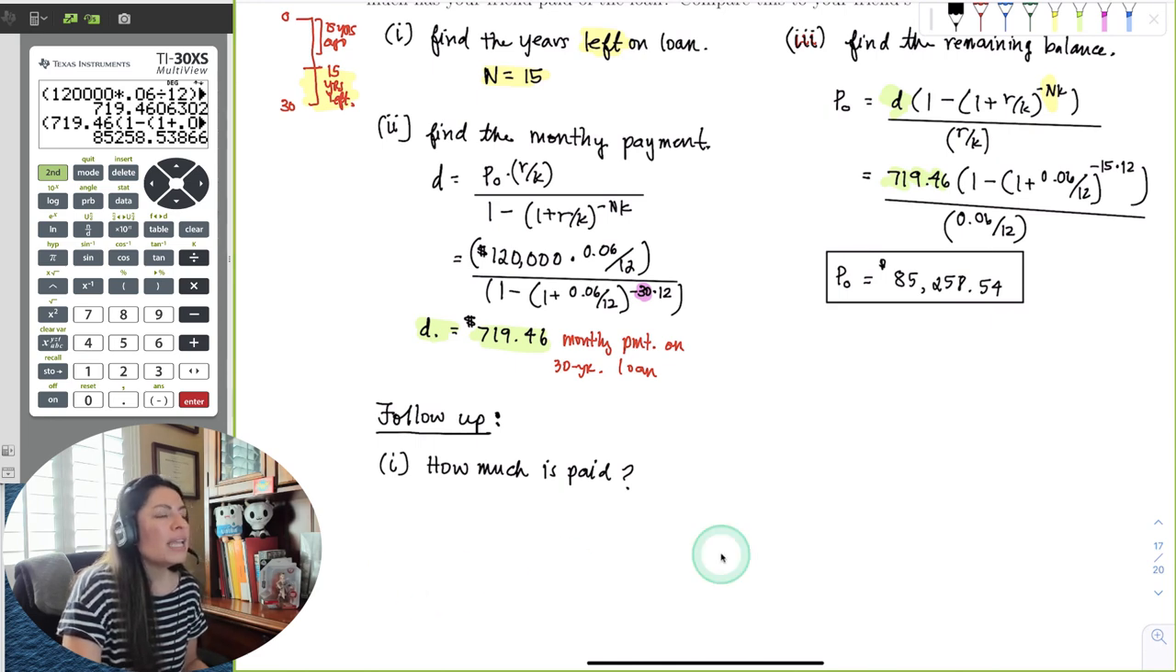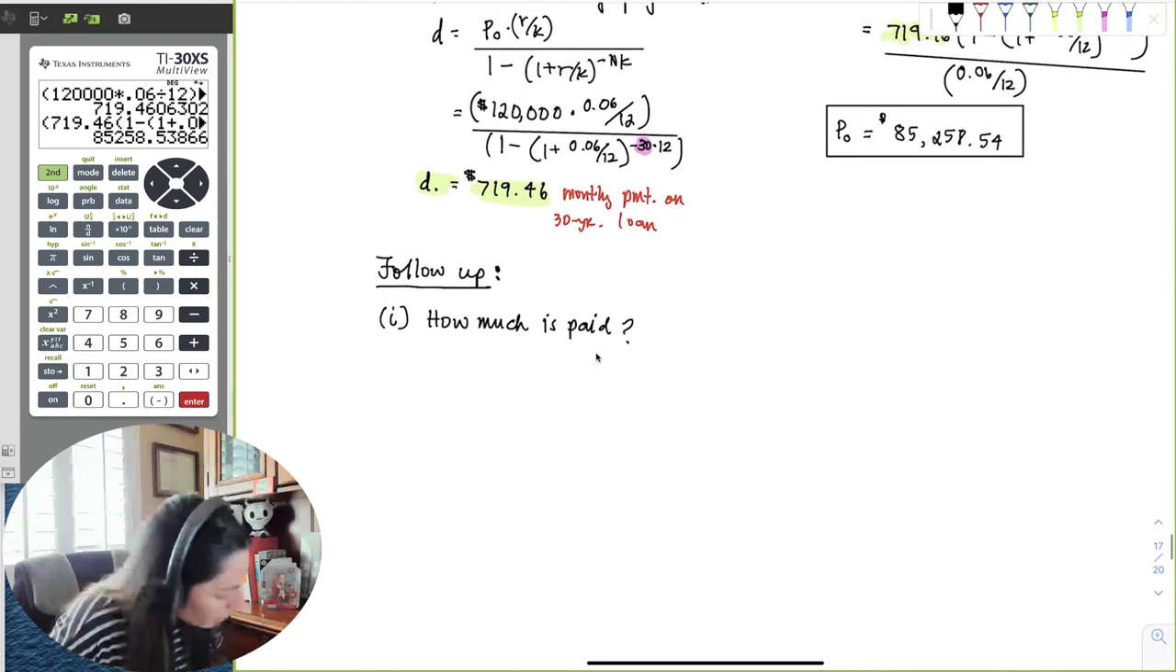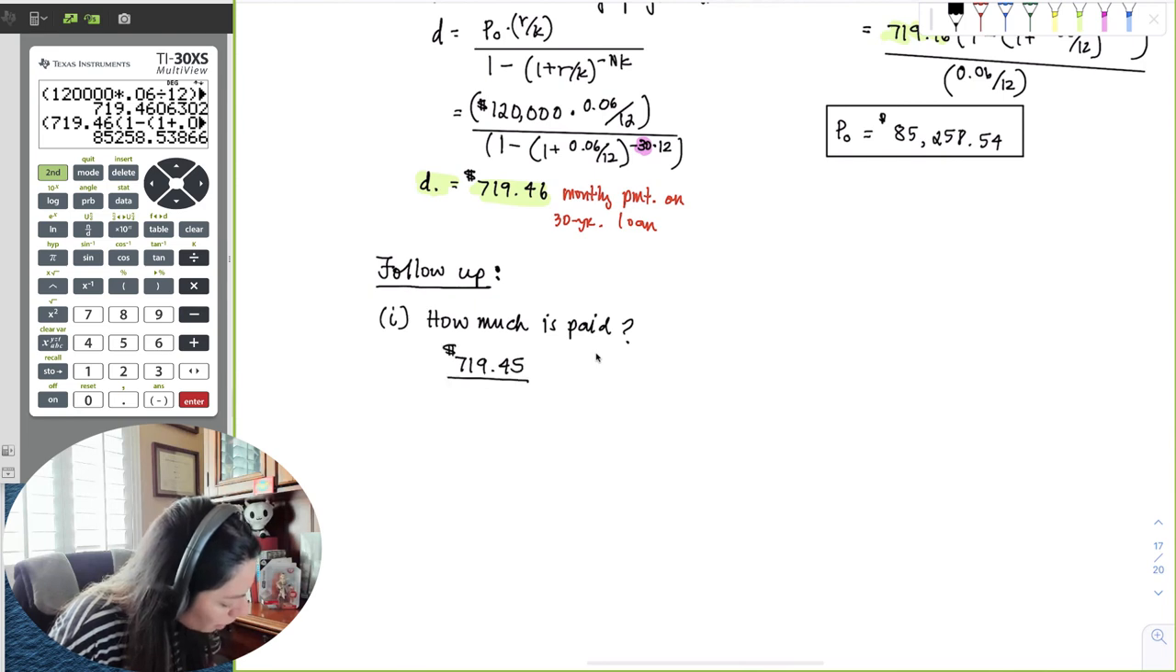Again, if your friend is making payments of $719.46, but only paid for 15 years so far, then we would have to take these monthly payments and multiply it 12 times a year and only for 15 years, right? So let's see how much your friend has paid. Your friend has paid $719.46 per month for 12 months per year and only for 15 years.